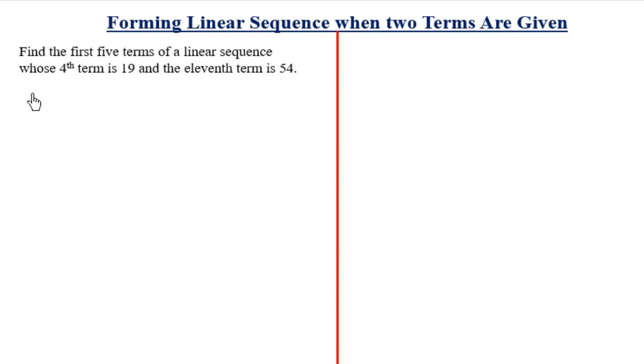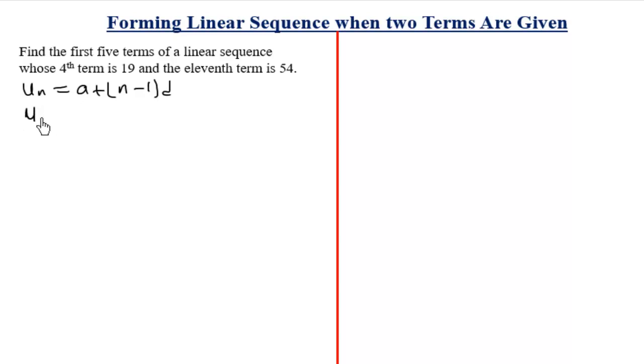So we are going to use the general formula, that is U_n. The general formula: the nth term is equal to a plus (n minus 1) multiplying d. The two terms you have in the question are the fourth term and the 11th term. So let's come out with the formula for the fourth term and the 11th term.